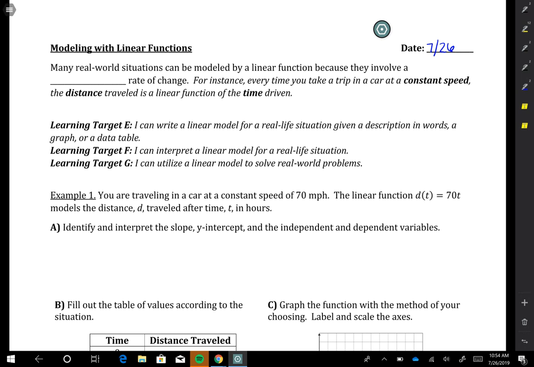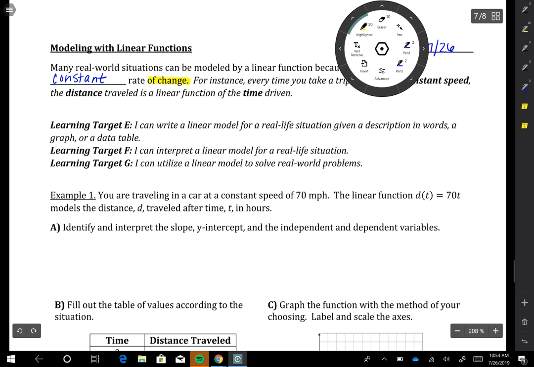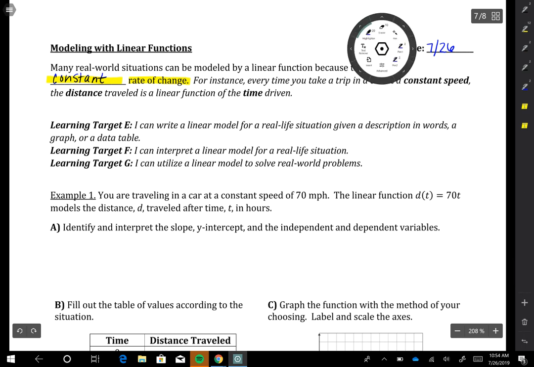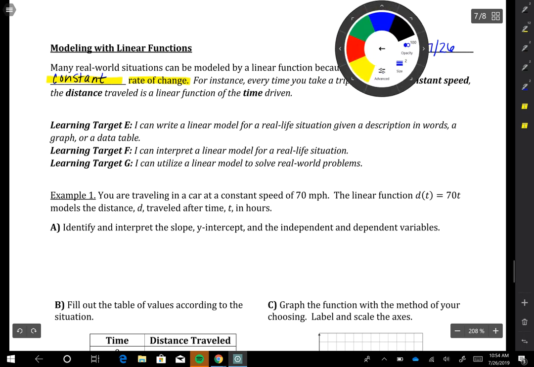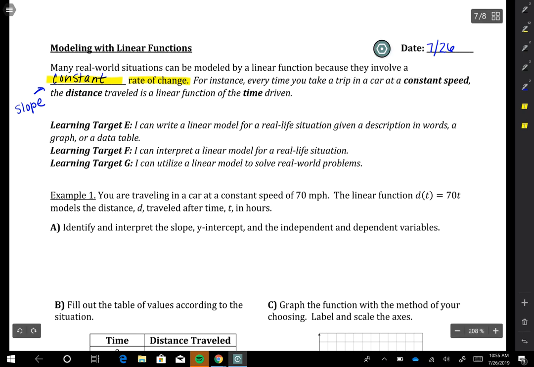Okay, many real-world situations can be modeled by a linear function because they involve a constant rate of change. Now, that constant rate of change that we are talking about there, that's what we use the word slope for. So I'm just highlighting that. And remember, that is slope. And it's a rate because remember, it's something over something. So when we have real world situations, we'll have some actual units to put in there.